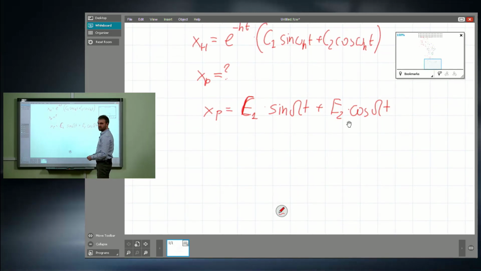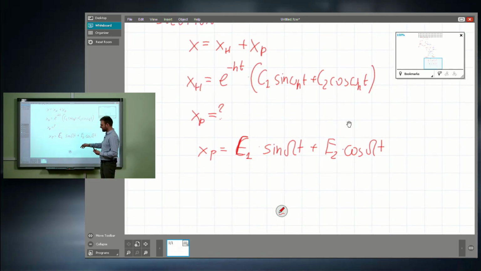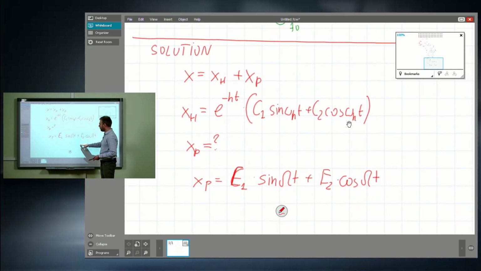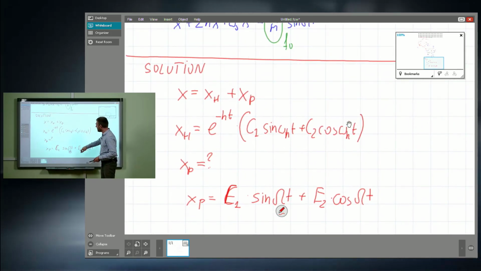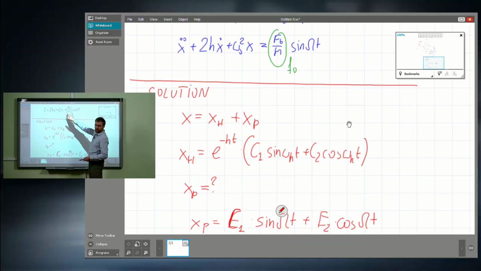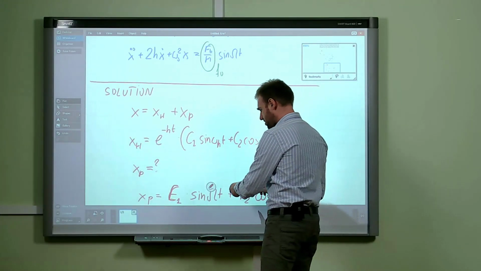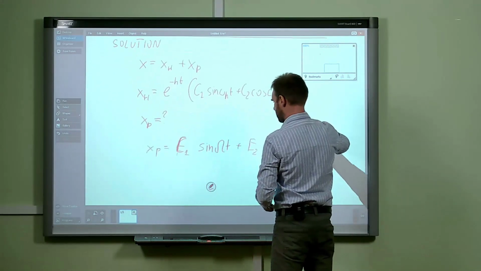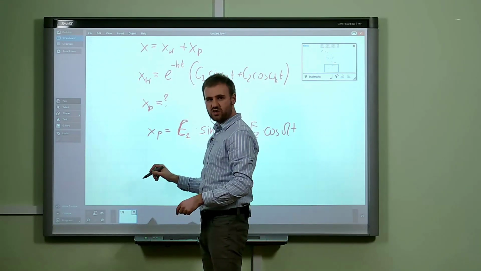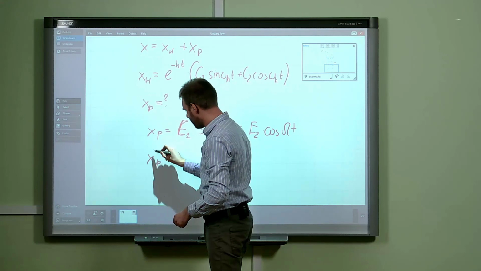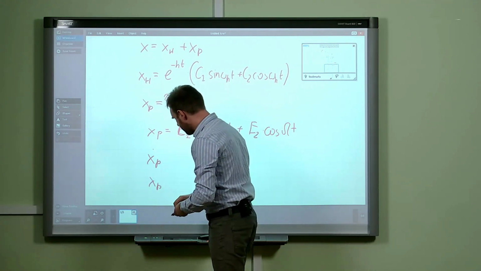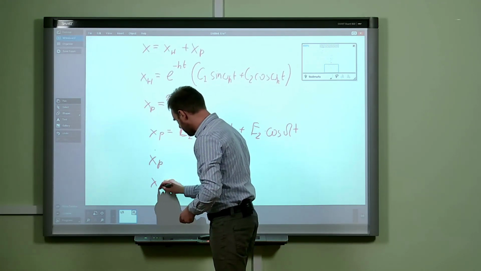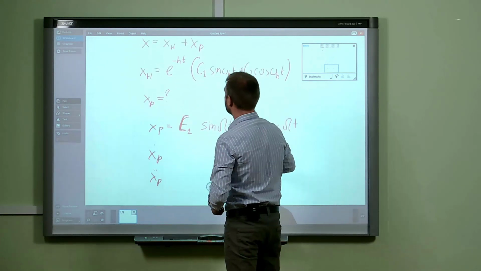Okay, if we are assuming that it is a solution of our problem, it means that it has to fulfill our governing equation. It means that if I put it here, the left-hand side has to be exactly the same as the right-hand side. Okay, what do we need for that? We need the first and second derivative, because we have to put everything inside our governing equation.